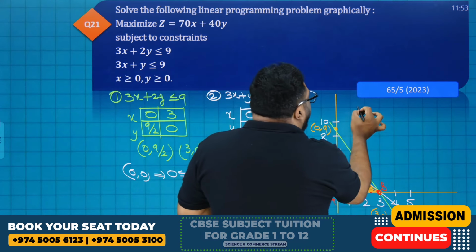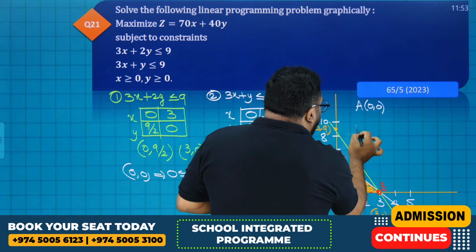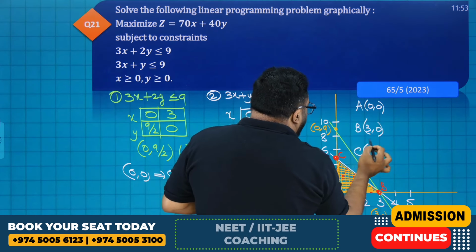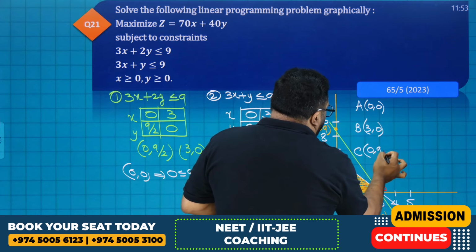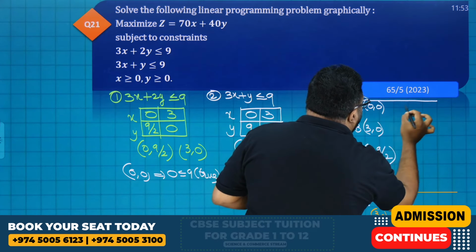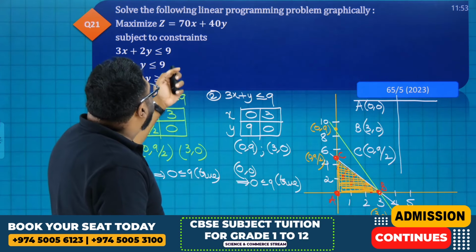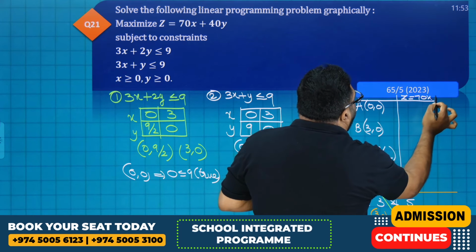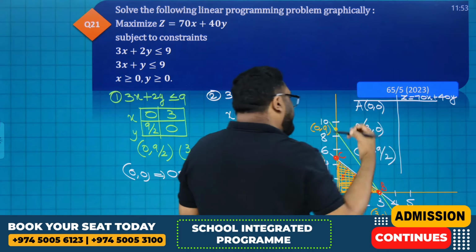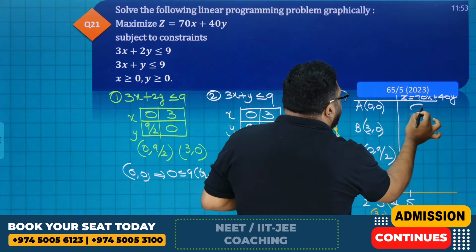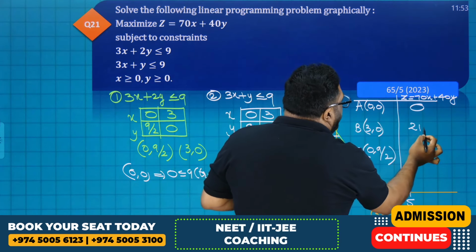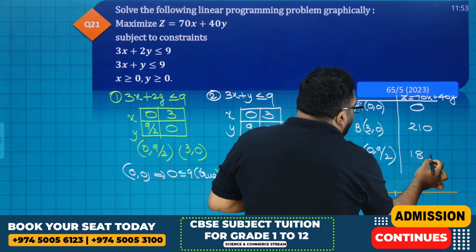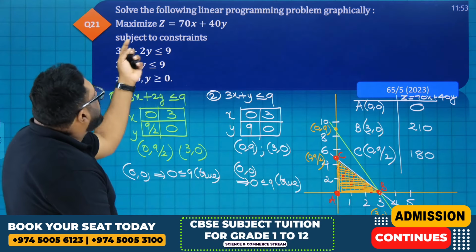So I'm going to put it over here. A is 0, 0. B is 3, 0. And C is 0, 9 by 2. And that will be substituted in my objective function. So what is the value of z in each case? Z is equal to 70x plus 40y. For 0, 0 it is 0. For 3, 0 it is 210. For 0, 9 by 2 it is 180. So the maximum value is what I want.